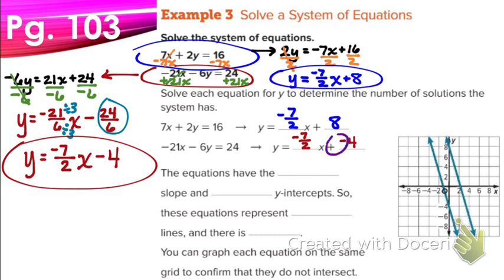When you add a negative, that's exactly the same as what other operation? Subtracting. Adding a negative is subtracting.